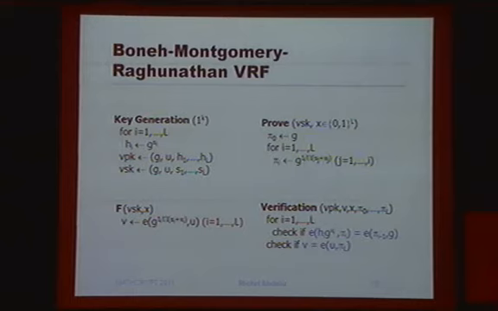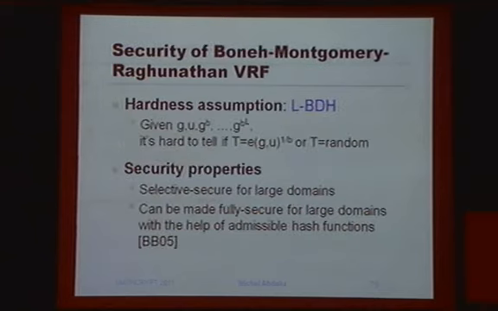So you have to verify all these intermediate values that you receive. But interestingly, this scheme, like ours, can be proven selectively secure for large domains. But they also show how to prove it fully secure for large domains using what is known as the admissible hash functions primitive. This was introduced by Boneh and Boyen in '05, actually to transform implicitly a selectively secure IBE into a fully secure one. They used a similar property here.